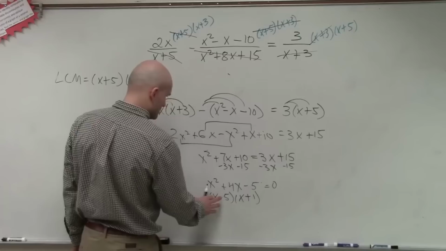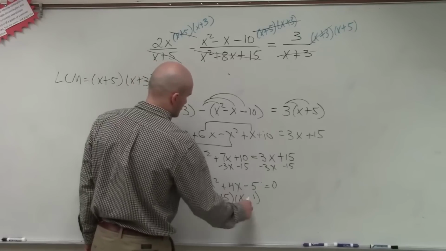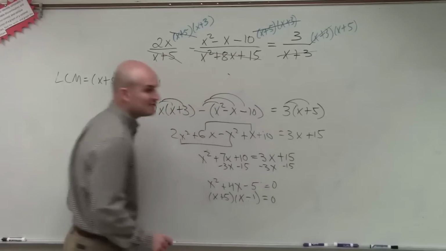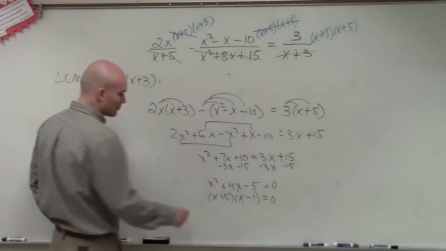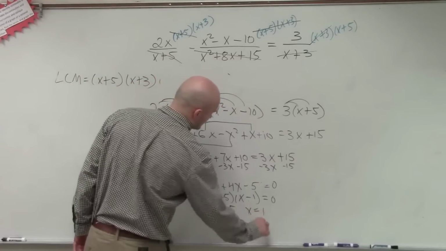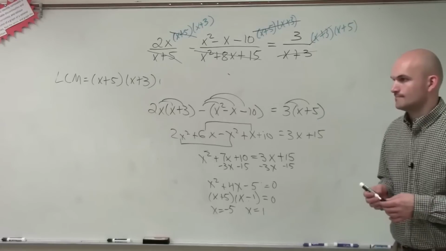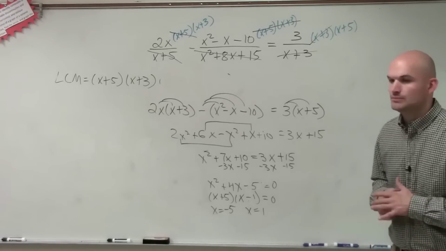No, I'm sorry. X plus 5, x minus 1. So therefore, now I can apply the zero product property and say x equals negative 5 and x equals positive 1. OK? Cool? Amazing? Good.